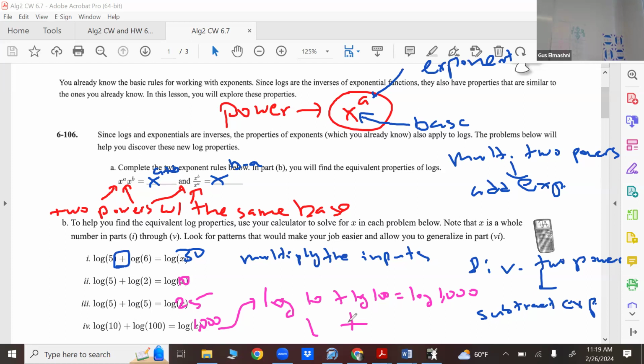So 10 to what power gets me 100? 2, right? And then 10 to what power gets me 1,000? 10 times 10 times 10, 3. And that makes sense because 1 plus 2 is obviously 3. So we know this is making sense now that, in fact, with 2 logs being added, you multiply the inputs.